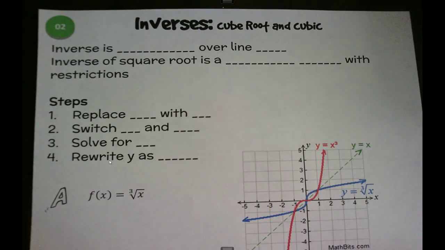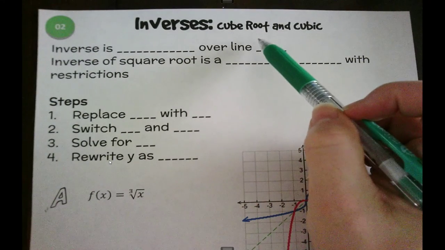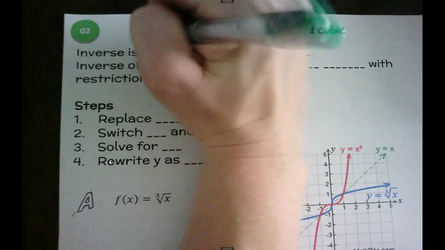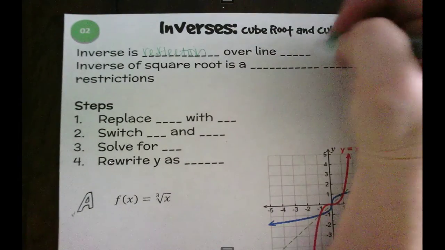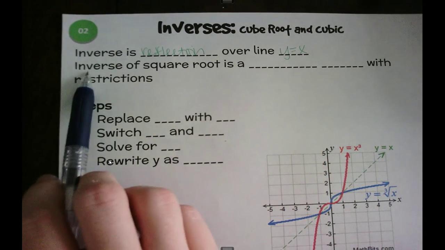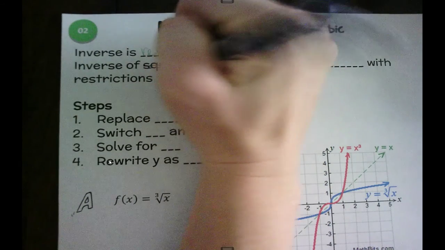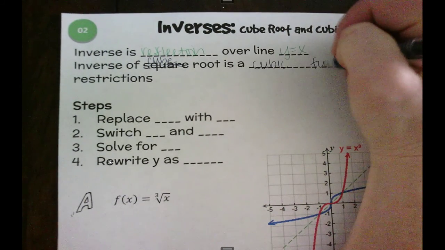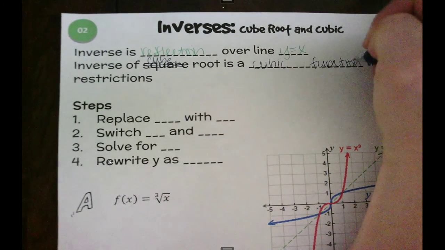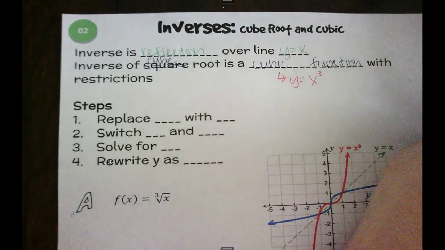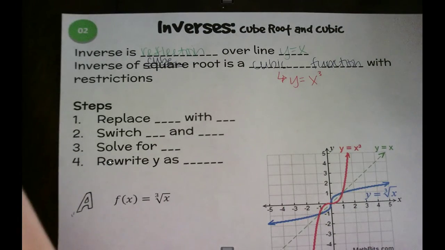Inverses of our cube roots end up being cubic functions. So remember, an inverse is a reflection over the line y equals x. Remember, that's the straight line going through the origin with a slope of 1. So the inverse of our cube root is a cubic function, and that is y equals x to the third. That's what we mean by cubic.